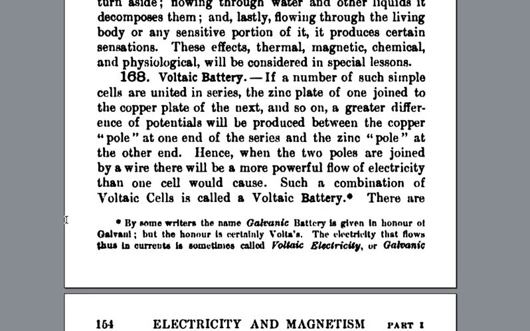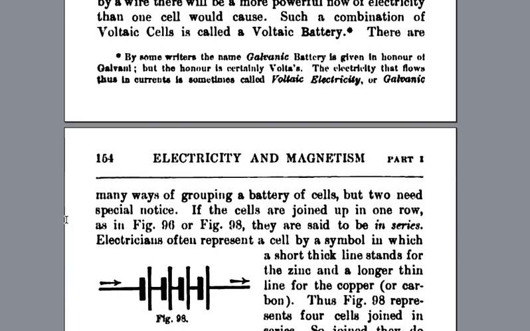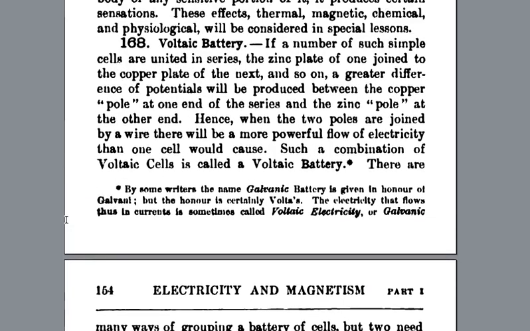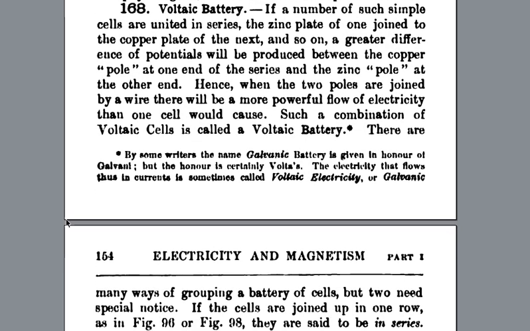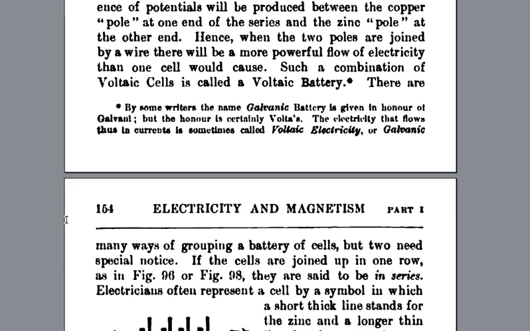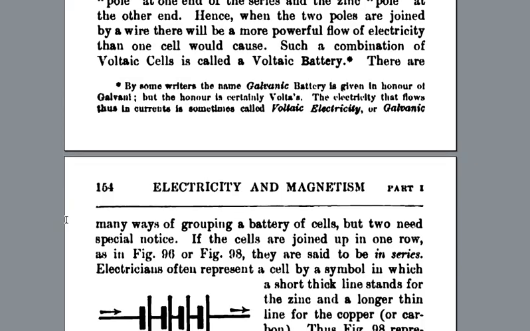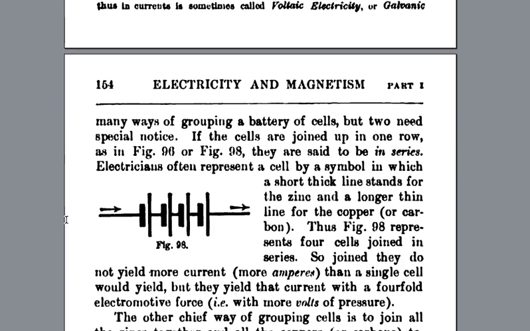168. Voltaic battery. If a number of such simple cells are united in series, the zinc plate of one is joined to the copper plate of the next, and so on, creating a greater difference of potentials between the copper pole at one end of the series and the zinc pole at the other end. Hence, when the two poles are joined by a wire, there will be a more powerful flow of electricity than one cell would cause. Such a combination of voltaic cells is called a voltaic battery.